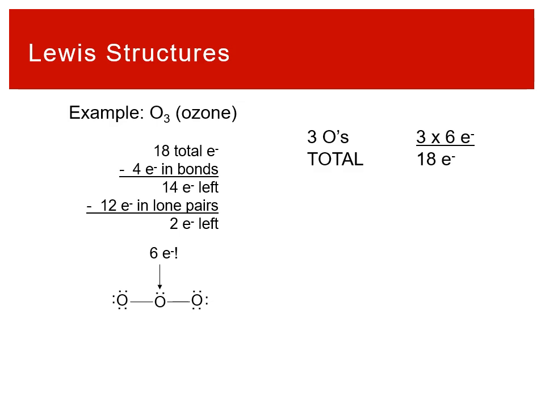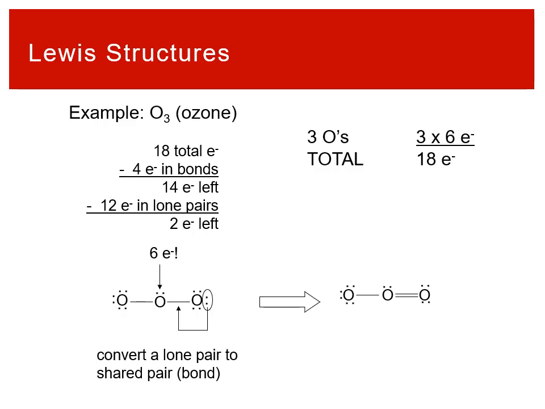But now I only have 6. So those 2 electrons helped, but I still don't have enough. So that central atom needs more electrons. I can do the same thing I just did. I can convert a lone pair into a shared pair, make it a double bond. And so here's the Lewis structure for ozone. Oxygen atom in the middle has a single bond to one oxygen atom and a double bond to another oxygen atom. Perfect, I've got my Lewis structure.